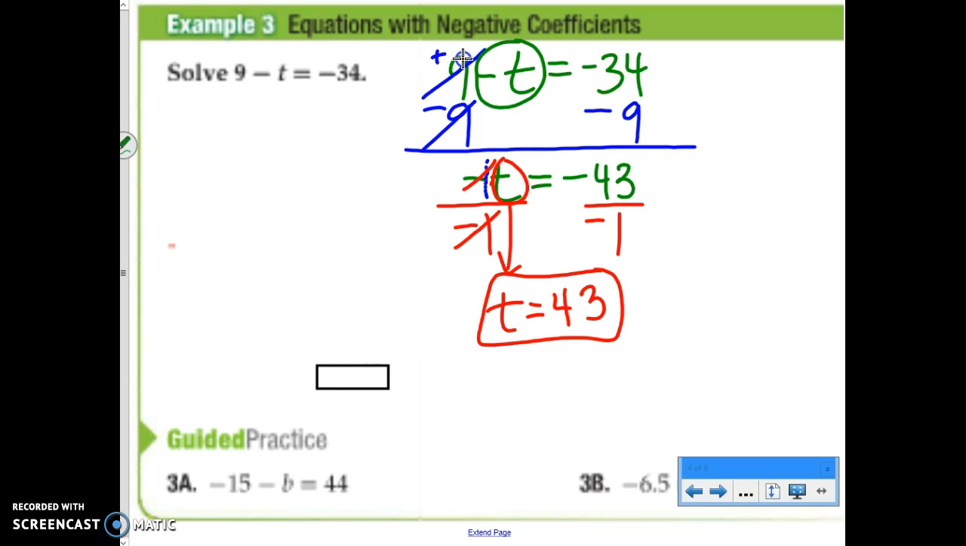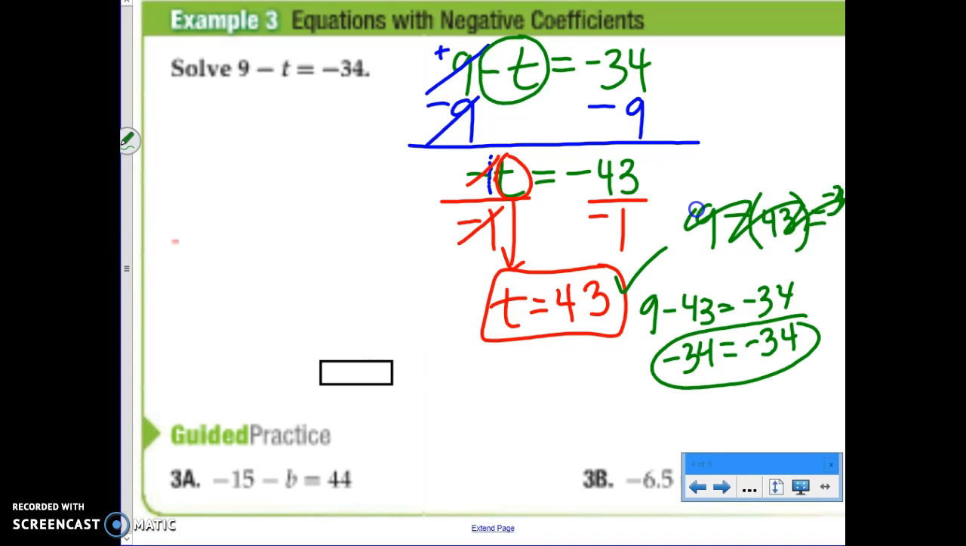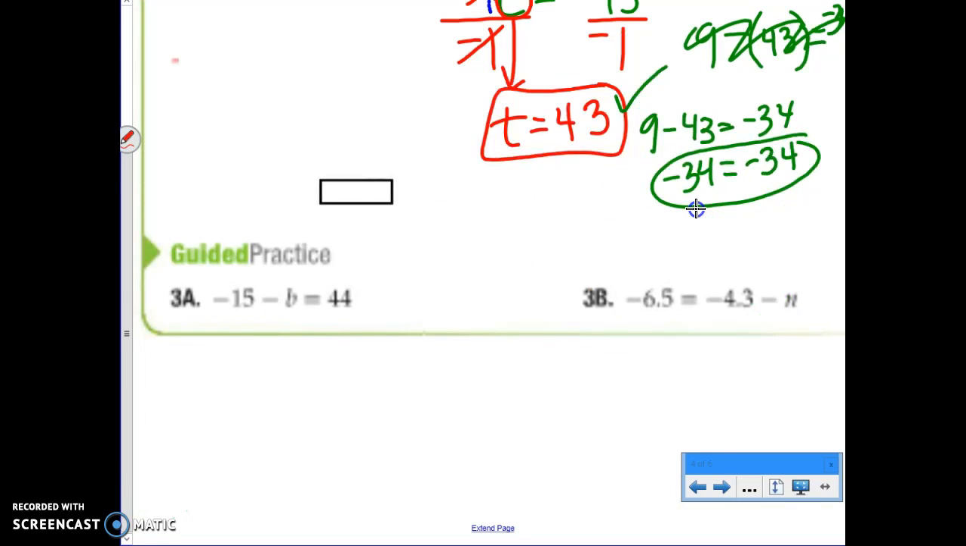Which would give me 9 minus, and I said that t is 43, equals a negative 34. Let's rewrite that. 9 minus 43 equals a negative 34. Well, 9 minus 43 gives me a negative 34, and I know that negative 34 definitely equals negative 34, so I've checked my solution. Let's try one more of those.